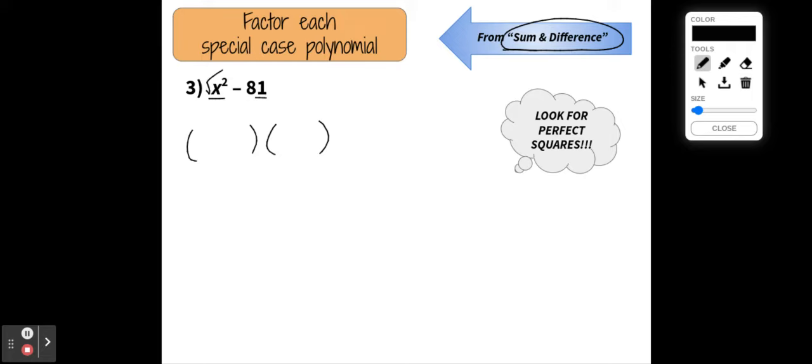Super helpful. Square root of x squared. Square root of 81 is 9. Okay, middle term canceled out. Even for these two to multiply together to give you that last term of 81, they'd have to be opposites. One would have to be positive, one would have to be negative.